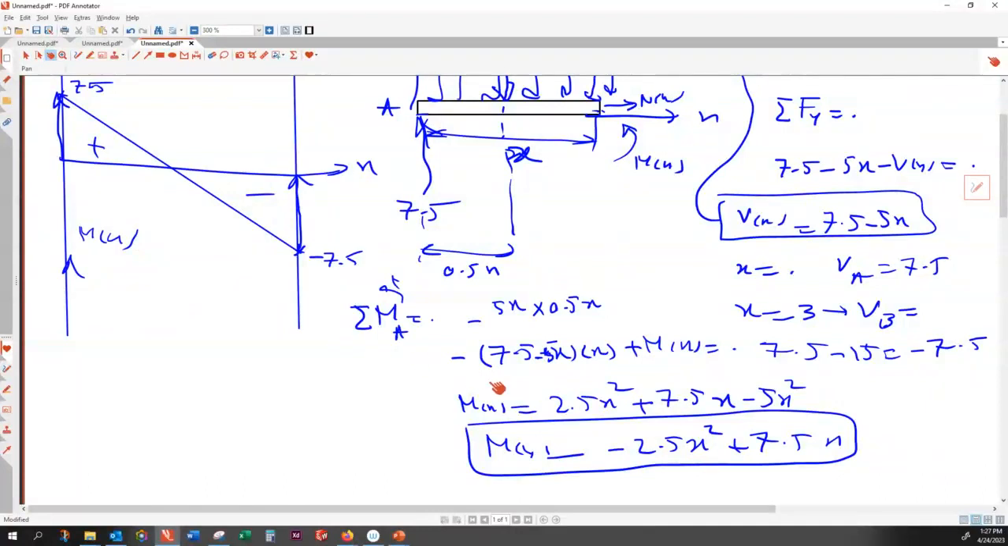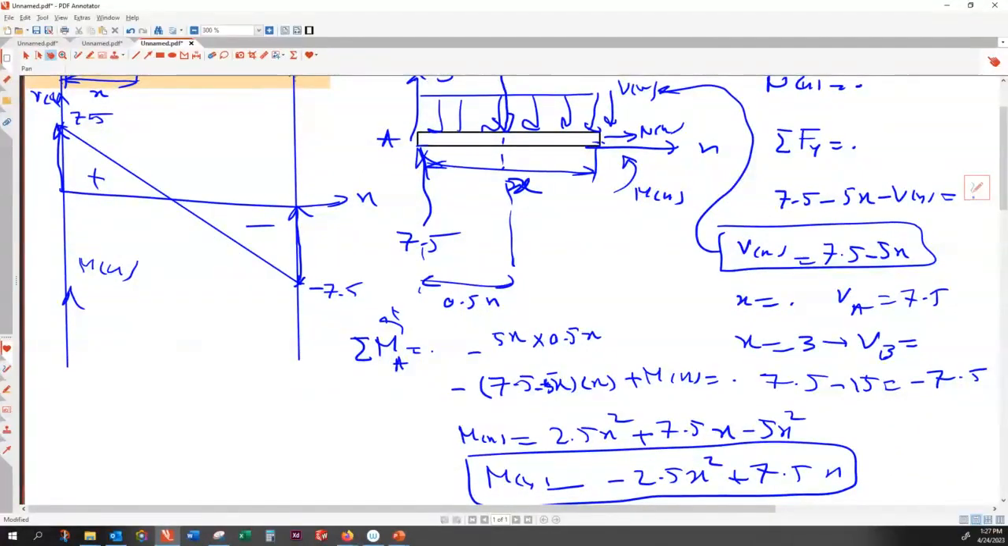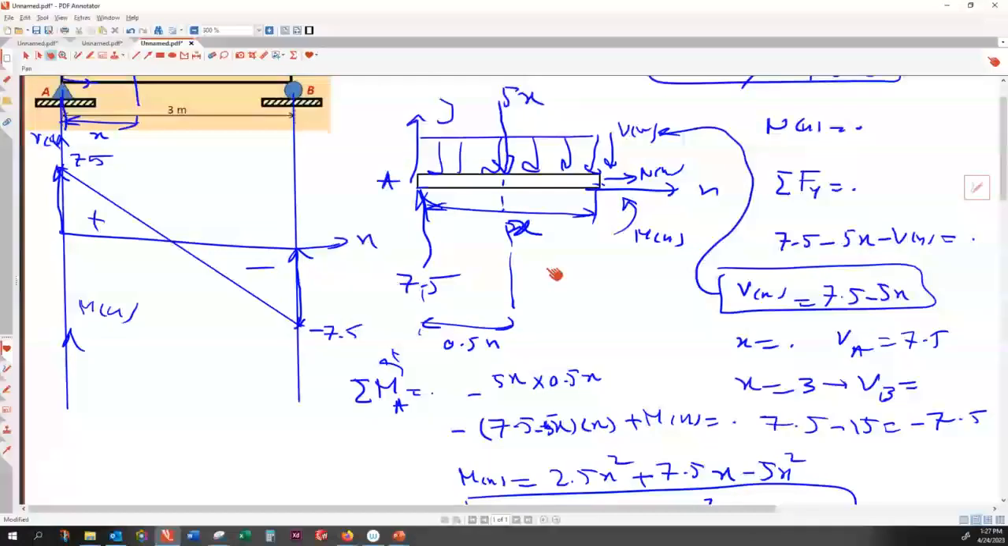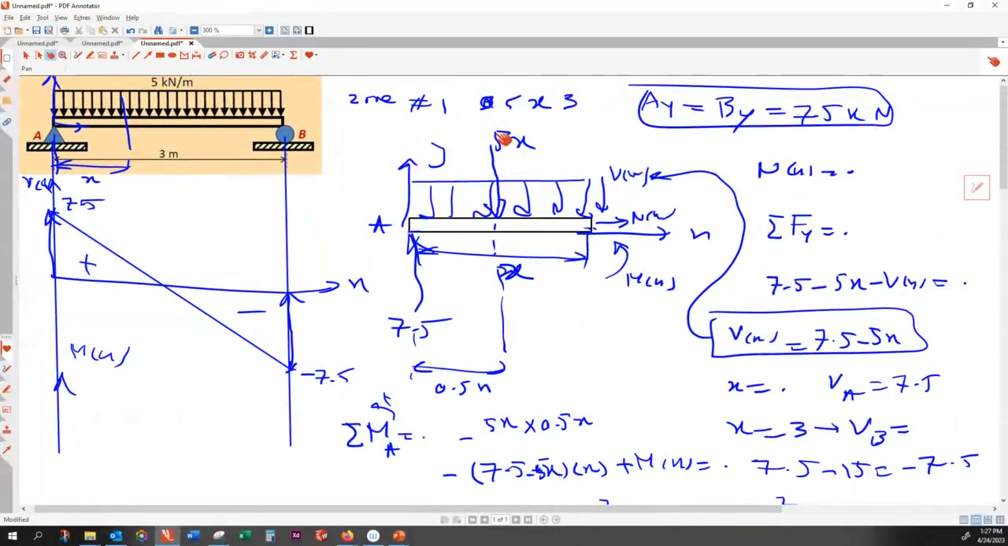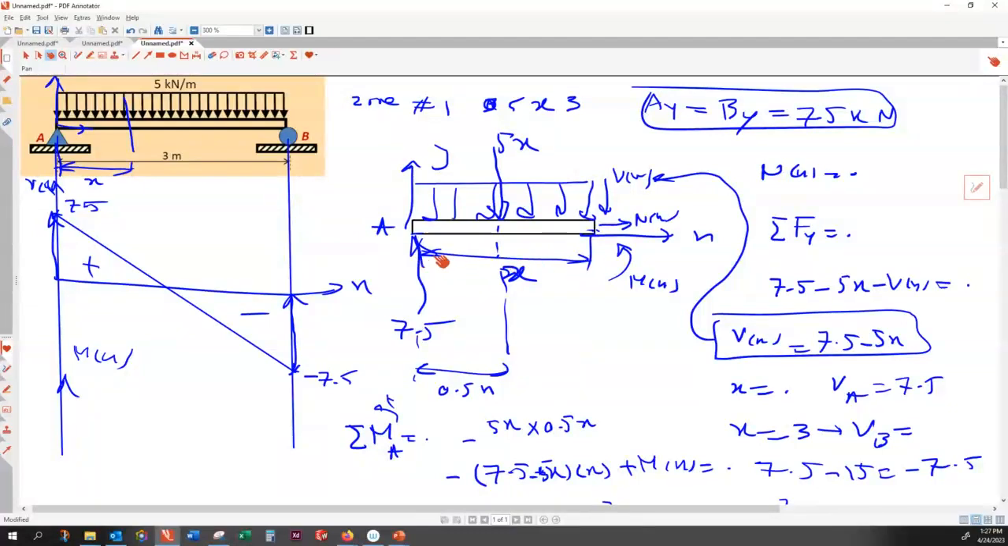All right, now we can plot. We realize that this is a second order curve. If I plug x equal to zero, that gives me M of zero is equal to M of A, that is equal to zero. If I plug x equal to three, no. We are taking rotation with respect to point A. With respect to A, the total span is x. So half x is when you have only this force making rotation. This force with respect to A, the arm of rotation is half x. But V of x, the arm of rotation is full x, not half x. Is that okay? Yes, no? Okay, thank you, Noyen.